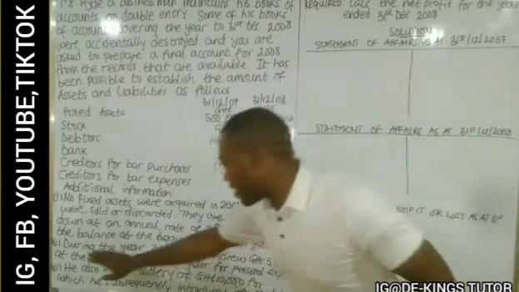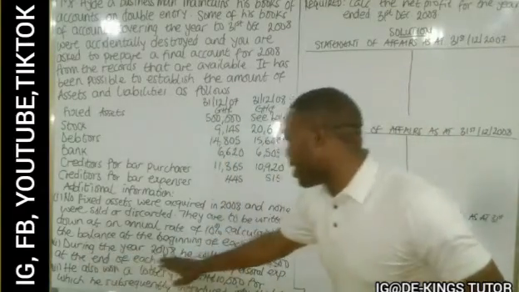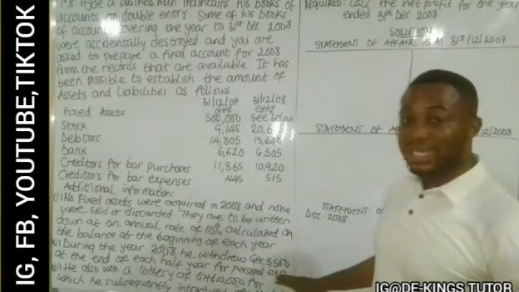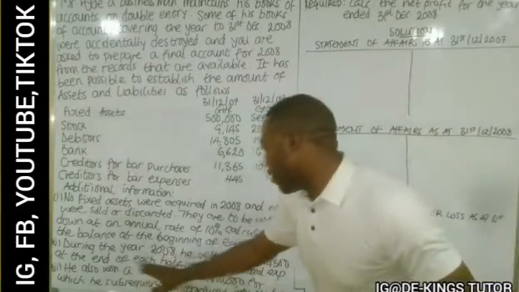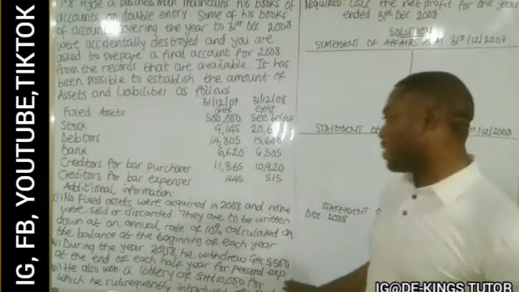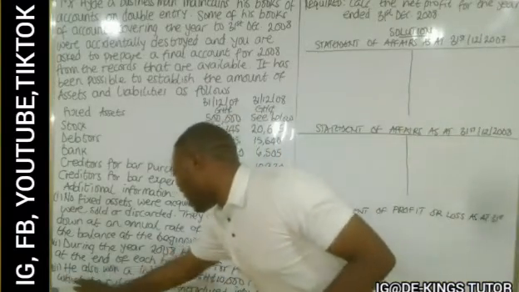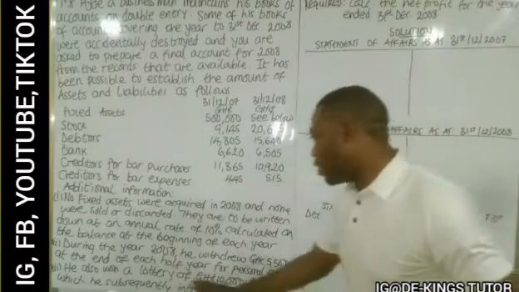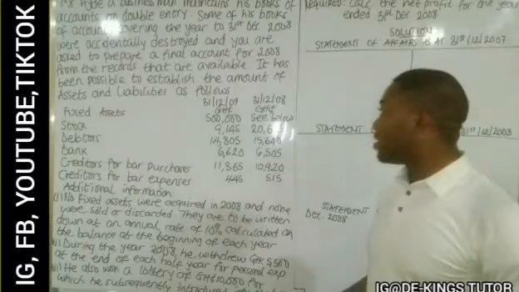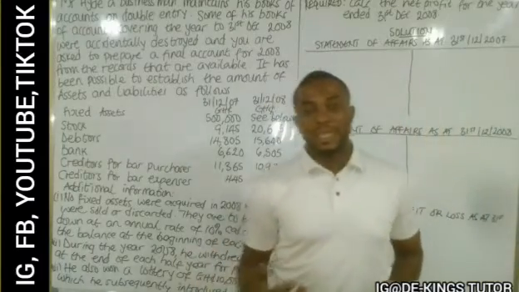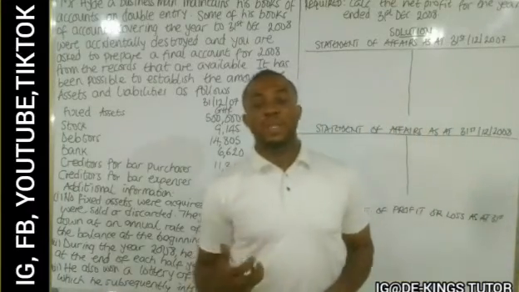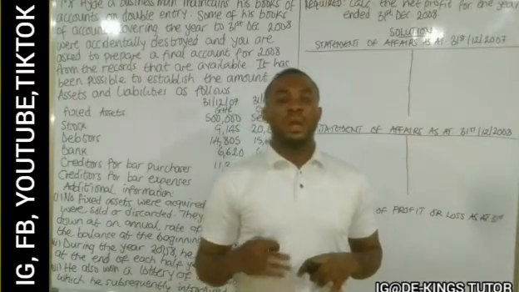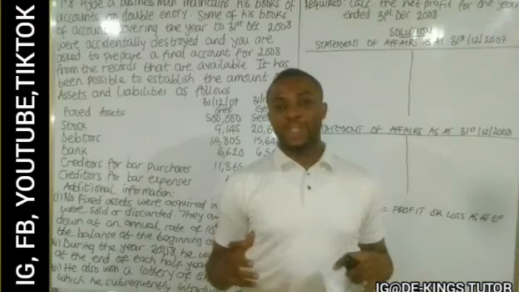The second additional information said during the year 2008, he withdrew 5,500 Ghana cedis at the end of each half year for personal expenses. Now, remember, he also won a lottery of 10,000 Ghana cedis, which he subsequently introduced into the business. Now, we have treated something like this. We said the first part of the question can come when you are preparing the profit or loss from two balance sheets.